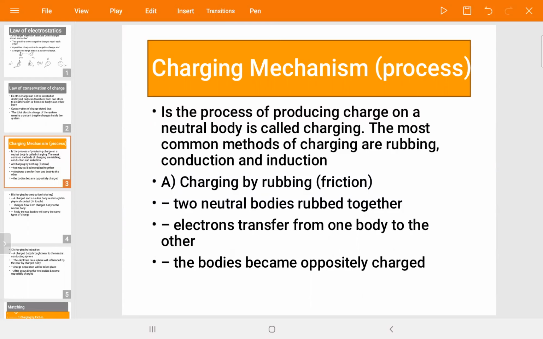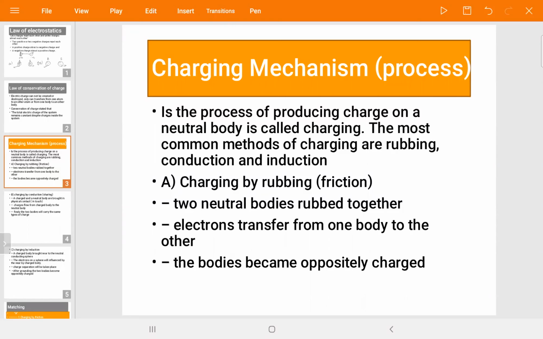The most common methods of charging are rubbing, conduction, and induction. We can electrically charge a body by using rubbing or by using conduction. And the other possibility is by using the induction method. Let's see each of them step by step. The first one is charging by rubbing. The other name for charging by rubbing is charging by friction, because one body needs to rub against the other body.